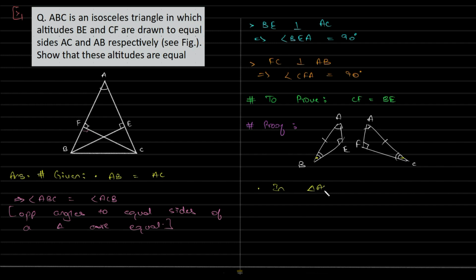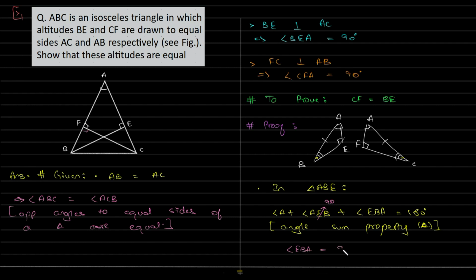In triangle ABE, angle A plus angle AEB plus angle EBA is equal to 180 degrees, by the angle sum property of a triangle. So we have this is 90, and if we transpose all of this, we have angle EBA is equal to 180 minus 90, so 90 minus angle A. This is equation 1.